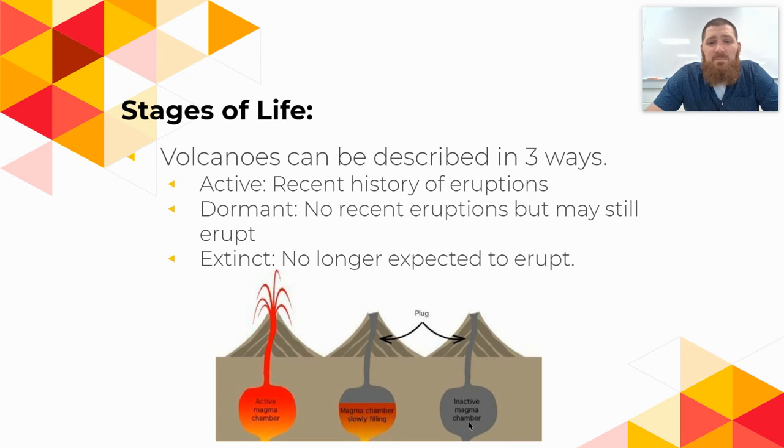Now, this is due to the magma chamber underneath those volcanoes. If the magma chamber is depleted and it's no longer being refilled, that volcano is extinct because it no longer has anything that can erupt out of it. Now, these magma chambers are fueled by the tectonic plates underneath. So, if these tectonic plate boundaries shift over time, then these volcanoes may no longer continue to be active.